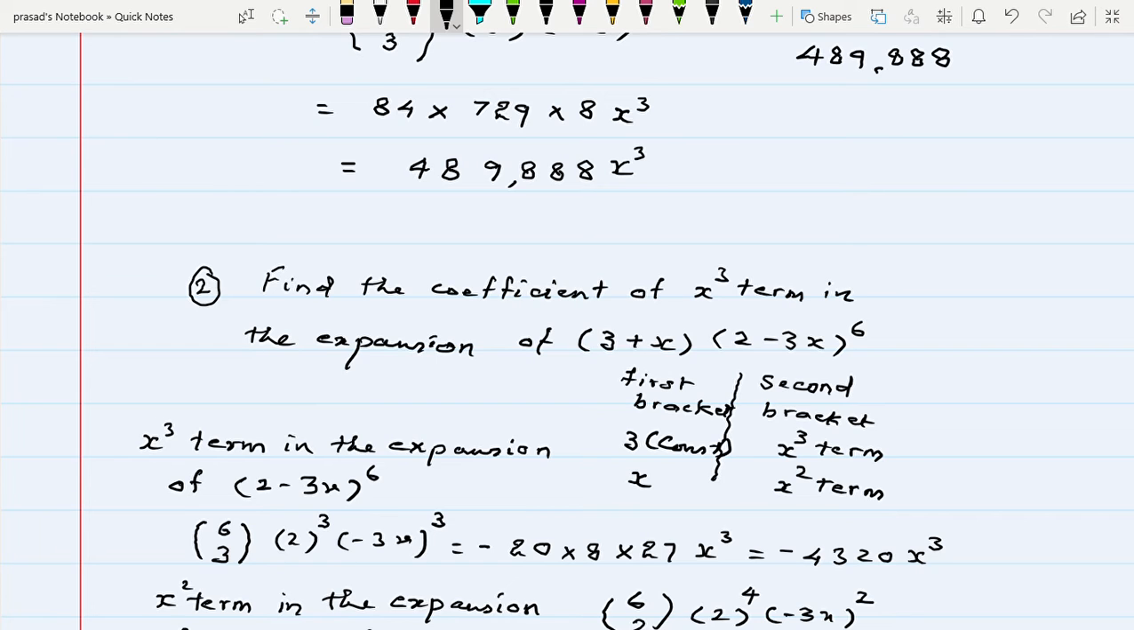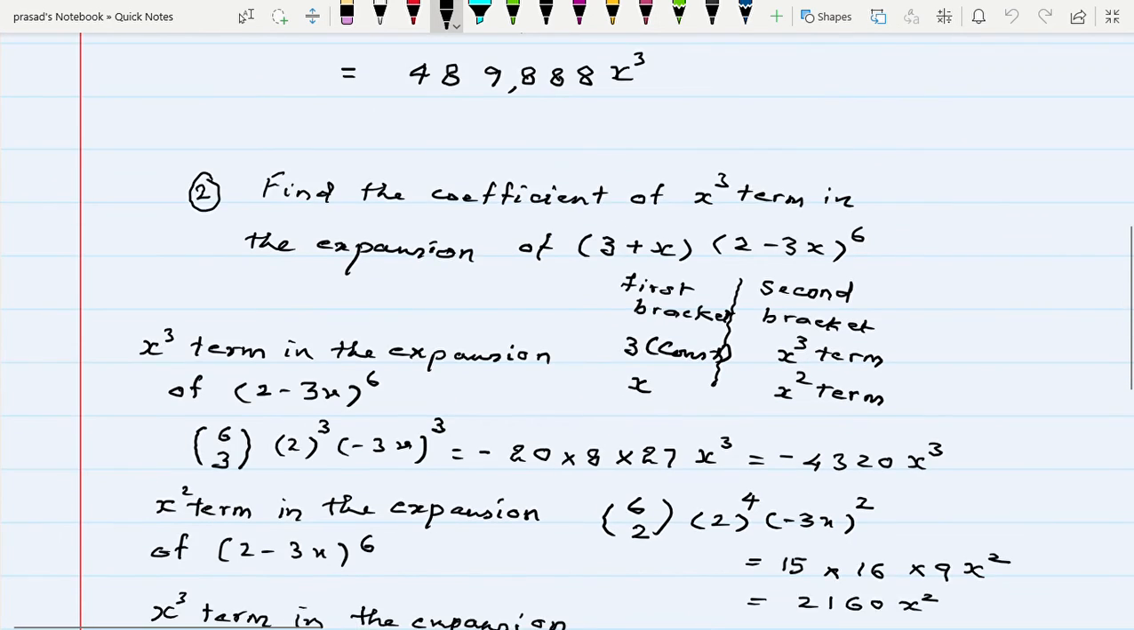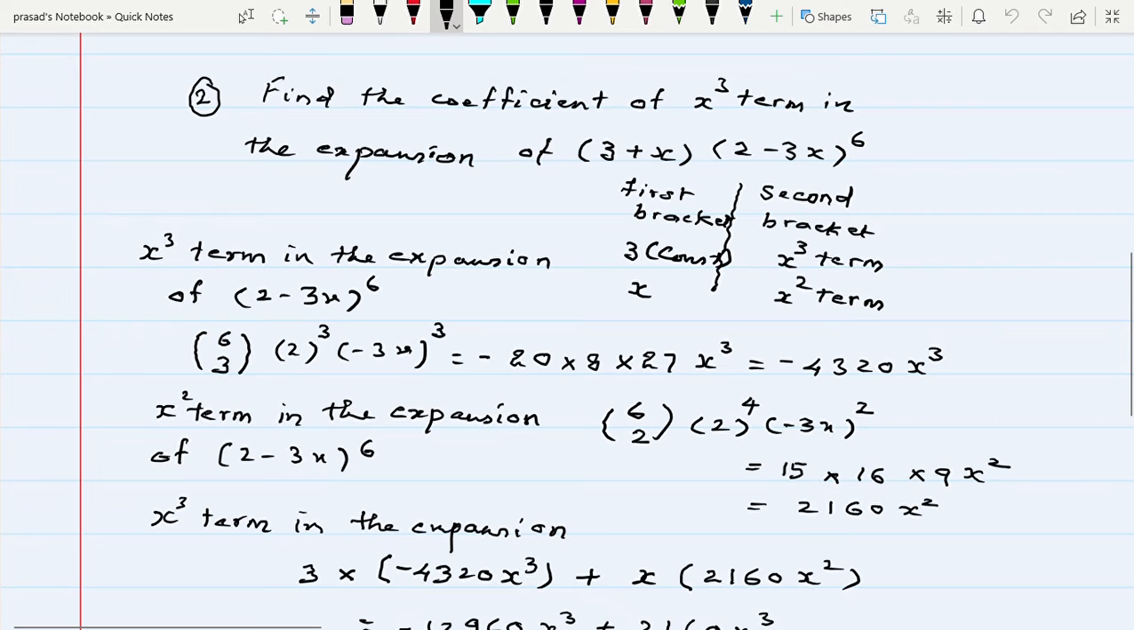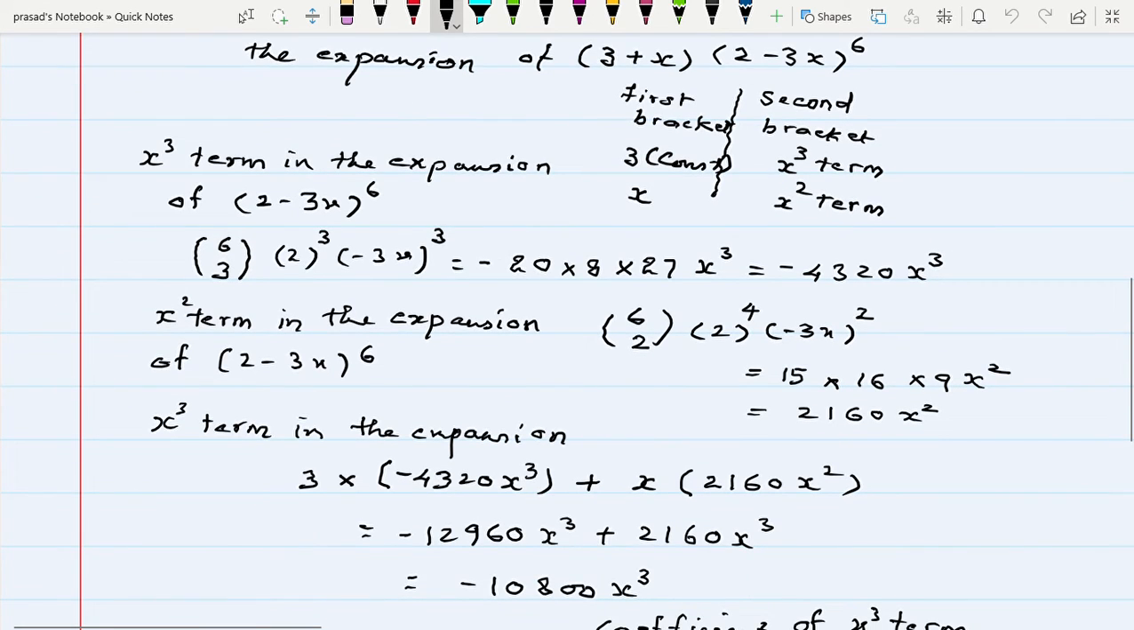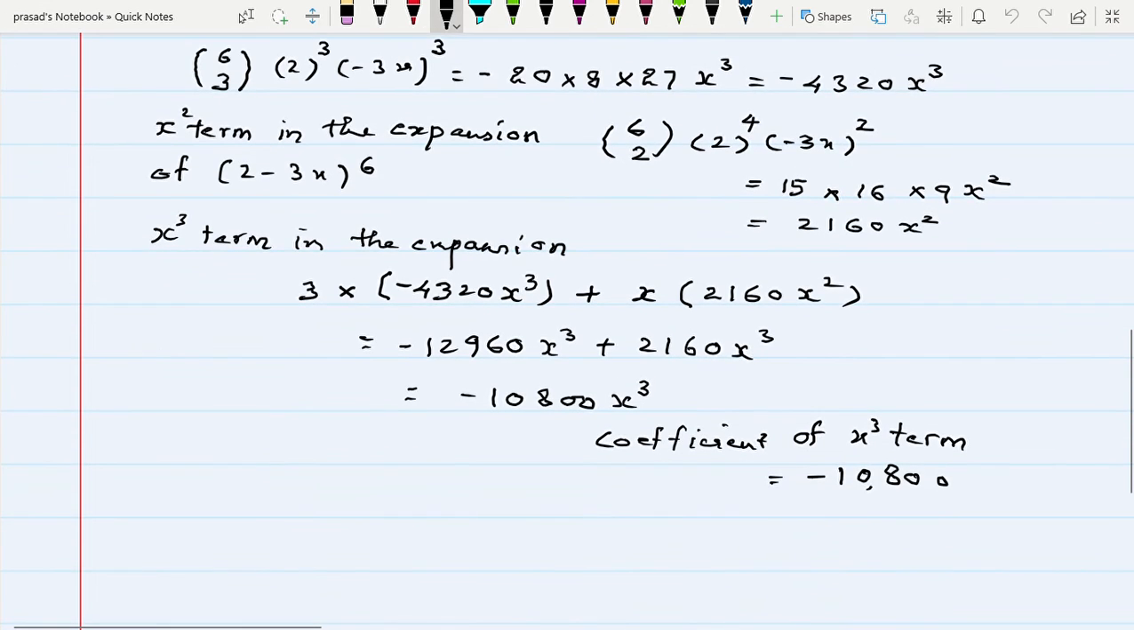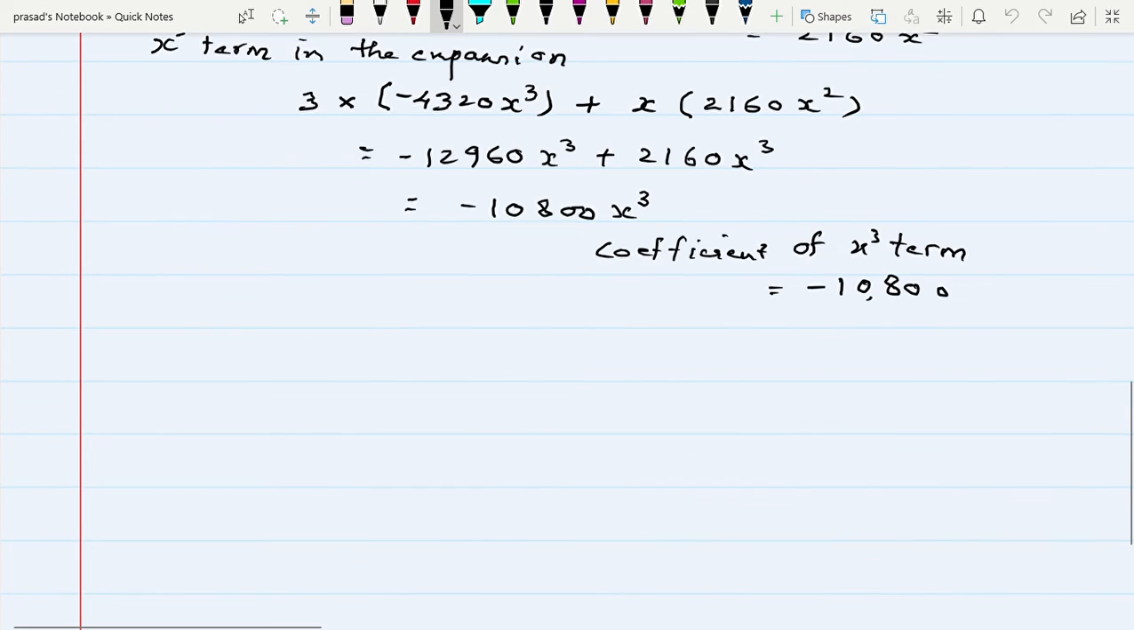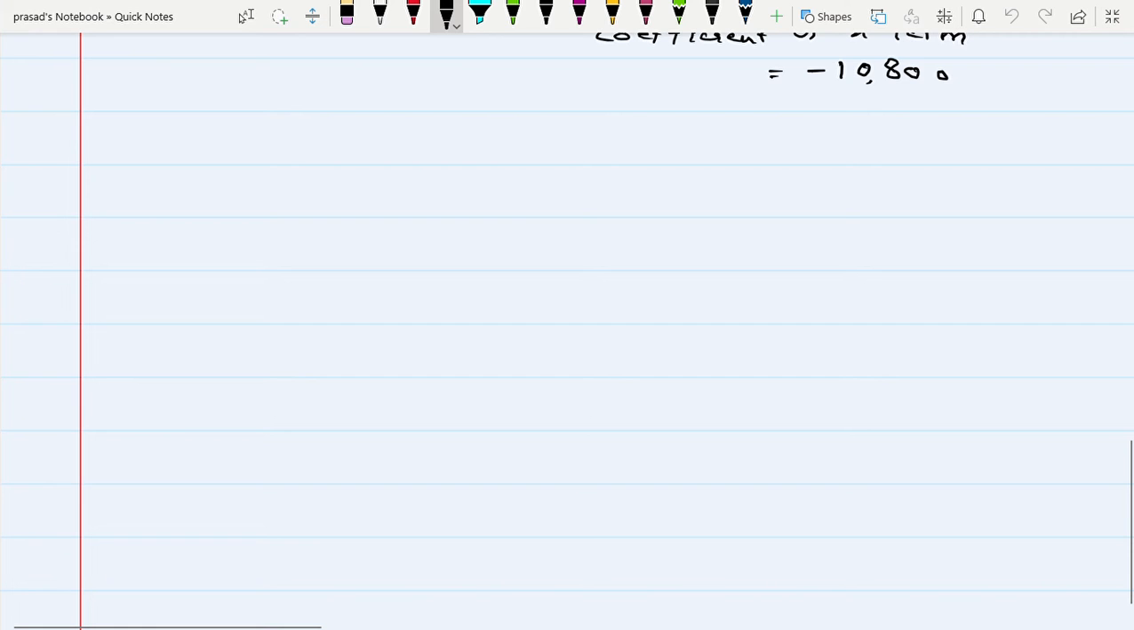Now, first bracket, the second term is x, that I will multiply by the x square term in the second bracket to get x cube. That means in the expansion of the second bracket, I will only find two terms. One is the x cube term and the other is the x square term, and then just multiply and find the required coefficient. Are the steps okay with you?